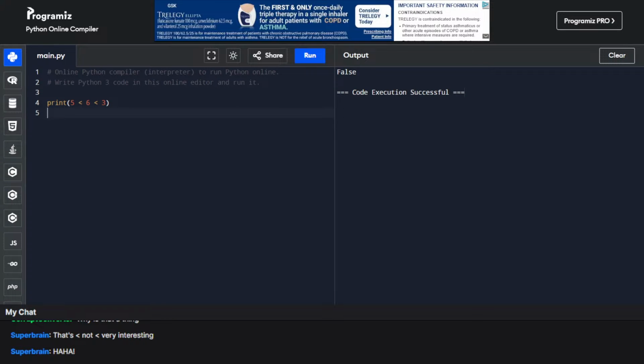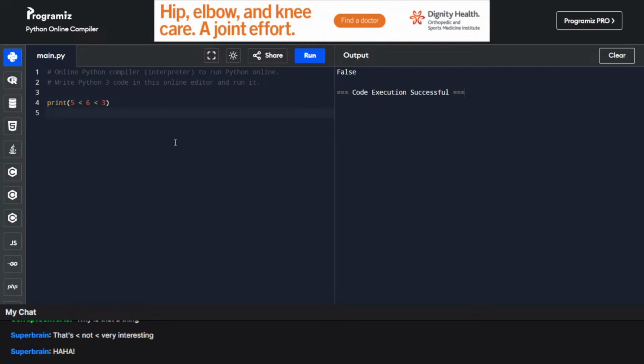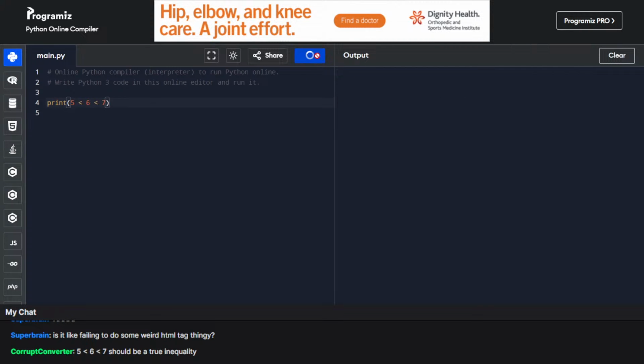Wait, I'm so confused. So what's wrong with my thing then? If this is allowed... and wait a second. Oh wait, no, yeah, that should be false. Corrupt Converter says 5-7 should be a true inequality. Yeah, it does return true. I'm just playing with the numbers to make sure it's doing what it should do. So you can do this in Python, I guess.